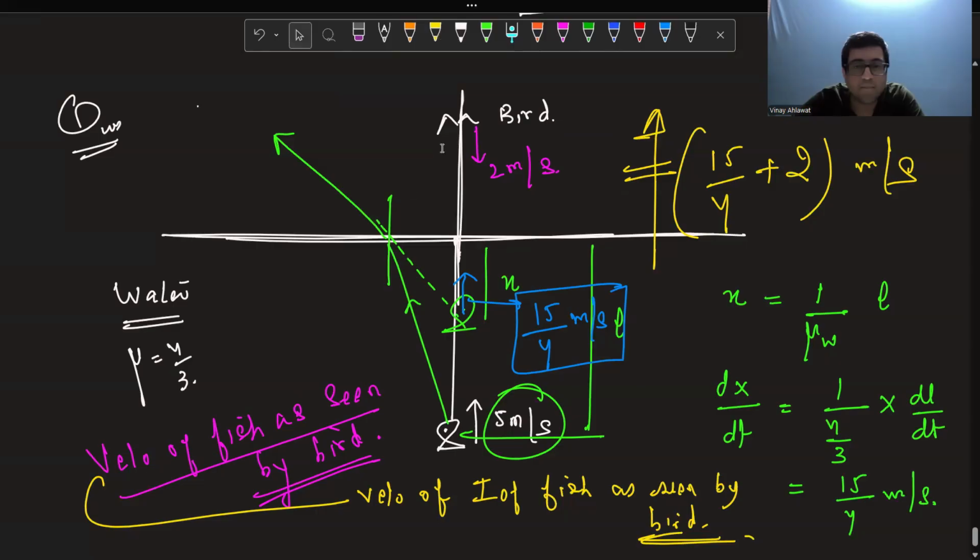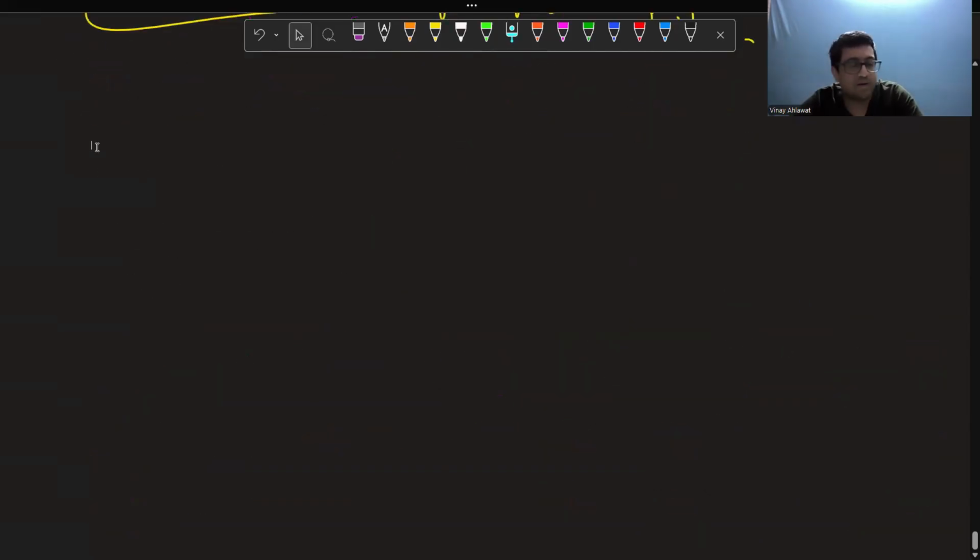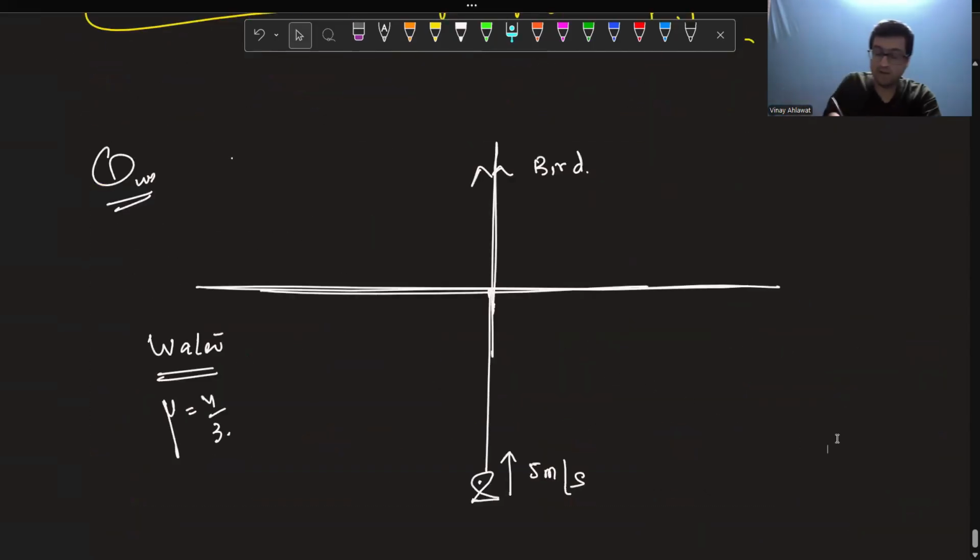I'm trying to break down the questions into manageable parts. First, I said bird is at rest. Now I said, okay, the bird is also moving. Next part would be what? Let us say this is a lake, and the level of the lake is also rising with 2 meter per second.